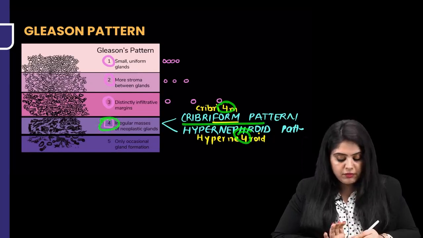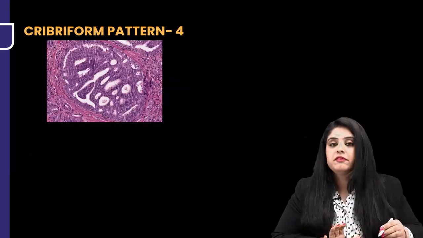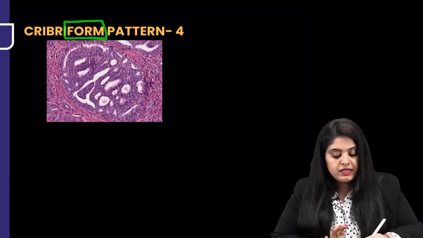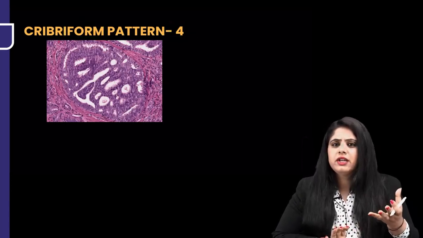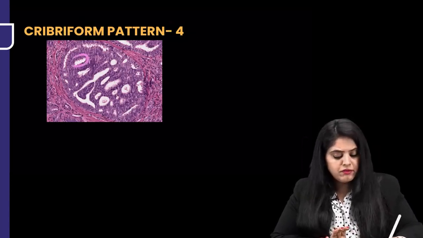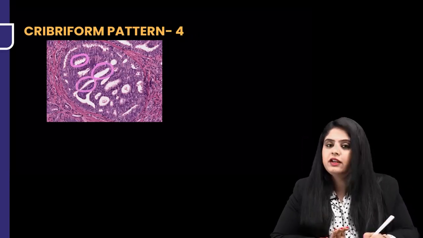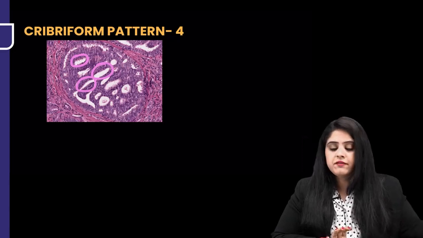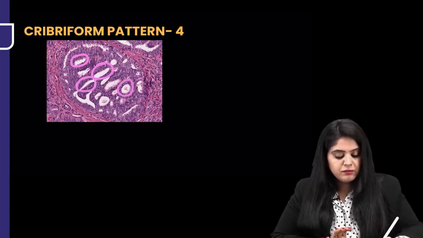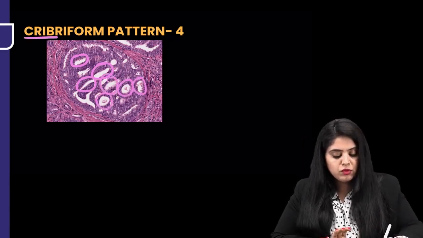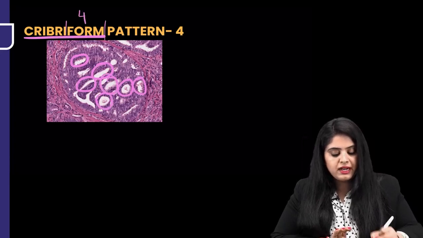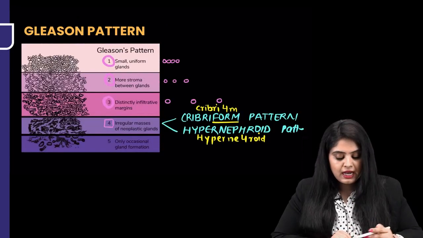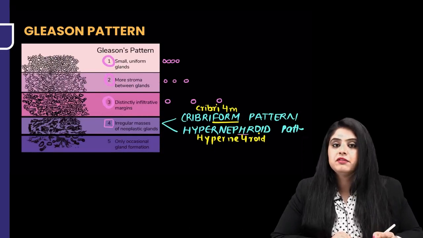And what is it about cribriform? What do you mean by cribriform? So look, cribriform means channi, sieve. It will have holes like this. Everyone has seen a sieve or a channi, right? The channi with which you sieve out the tea every morning. So yes, you will see these small holes. When you see small holes, that is cribriform, meaning pattern number 4. Similarly, hypernephroid is pattern number 4.